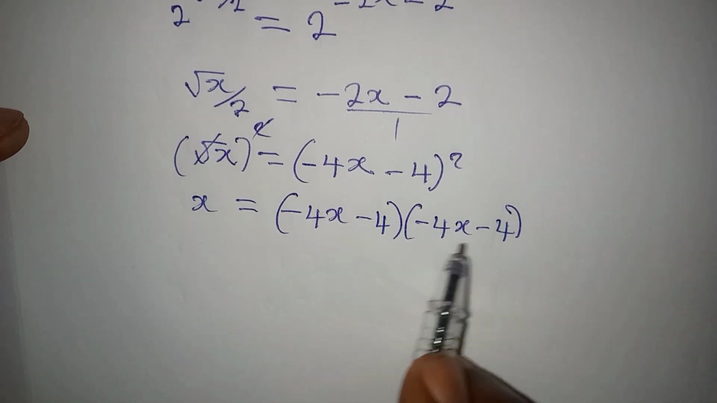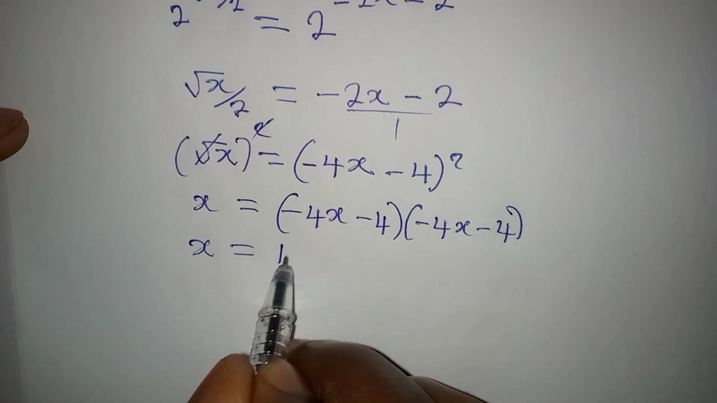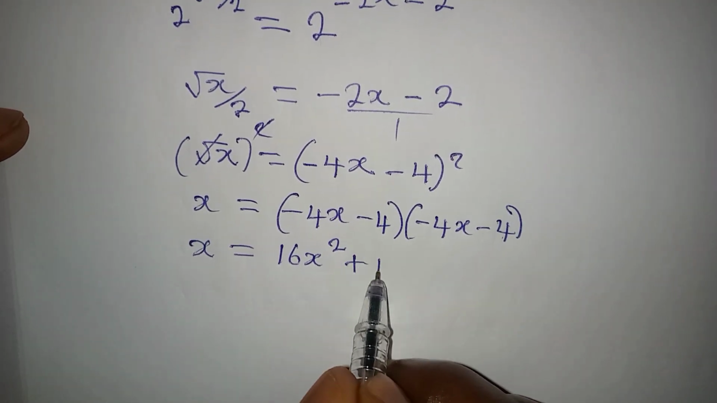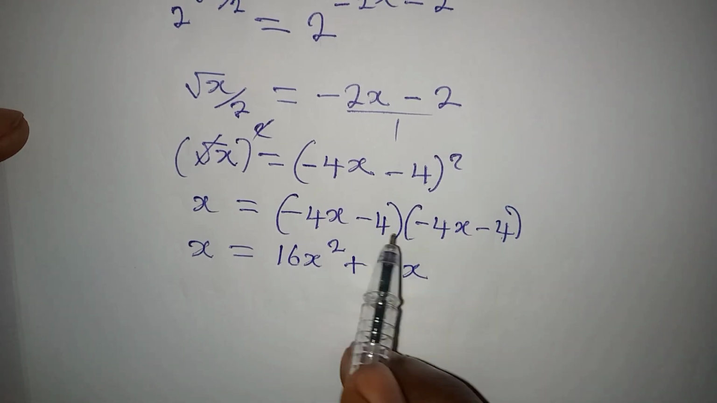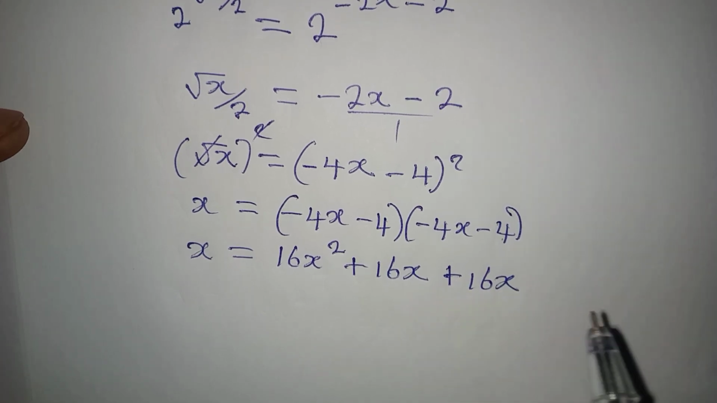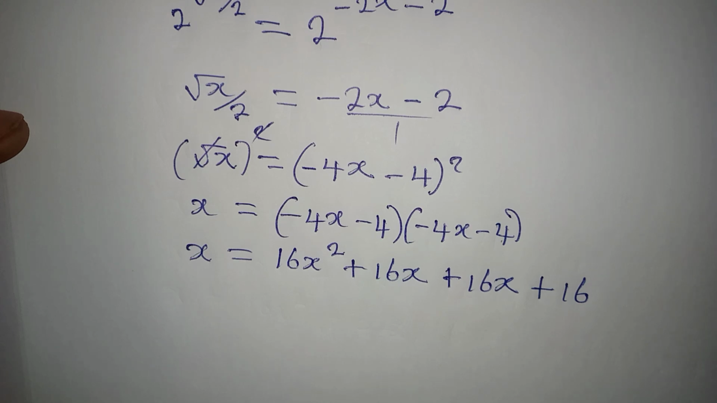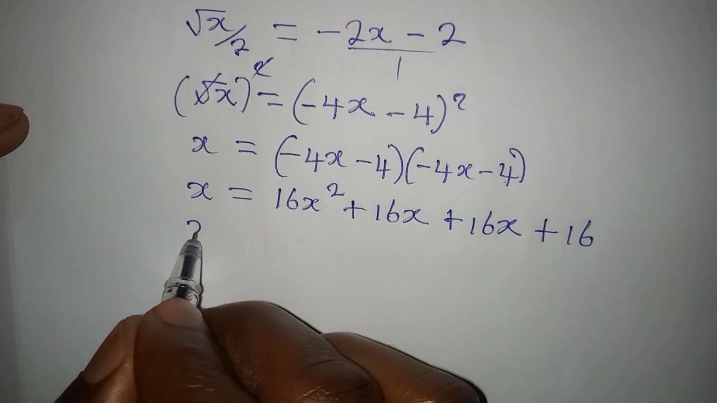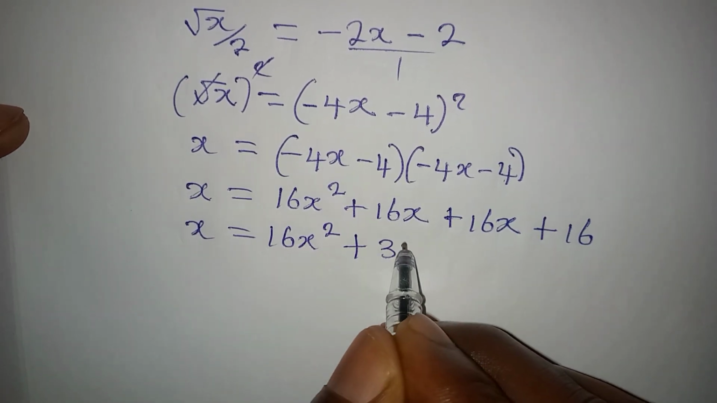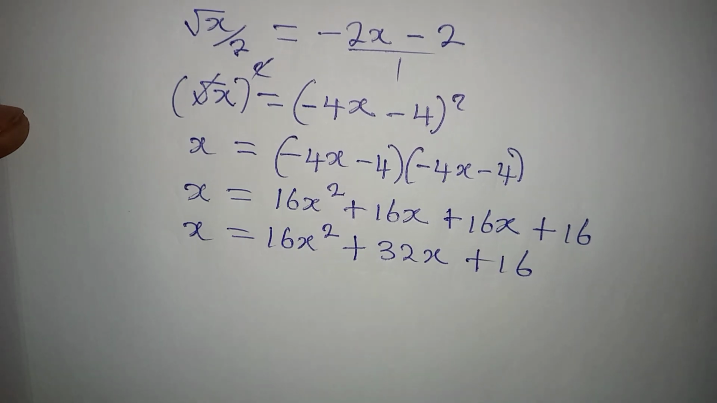Now let's open this bracket, and our x will be equal to this times this will give us 16x squared. This times this will give us plus 16x. And this times this will give us plus 16x. And this times this will give us plus 16, right? Okay, now x is equal to 16x squared plus 32x plus 16. Put these middle terms together to get this.